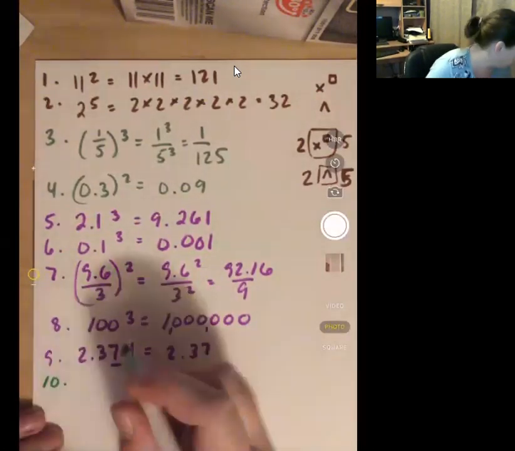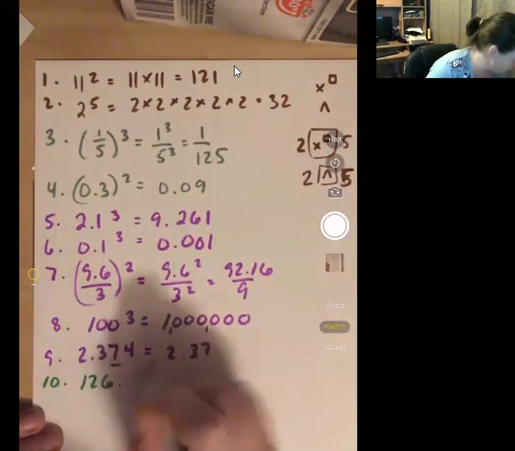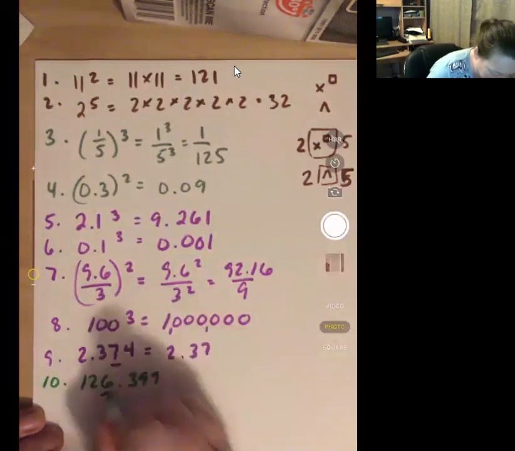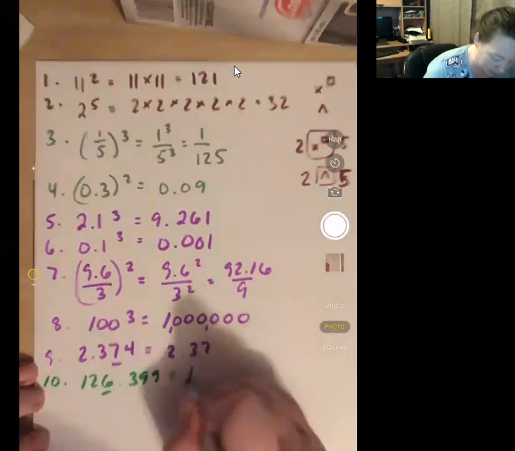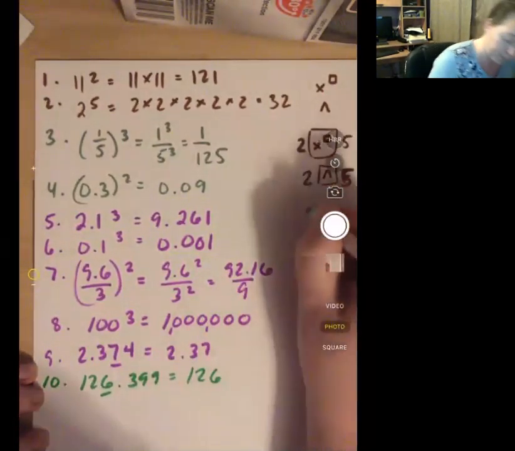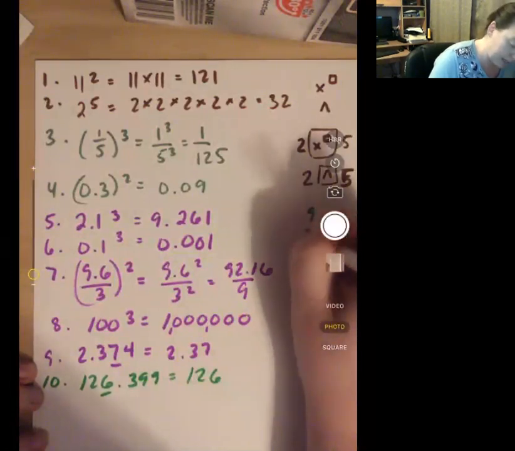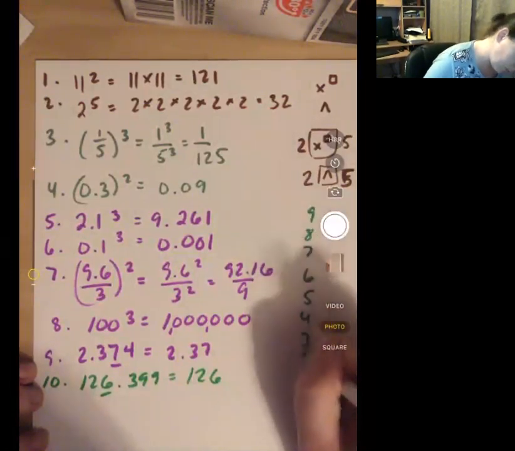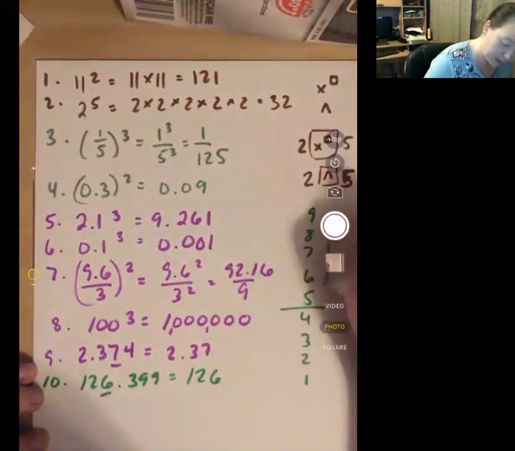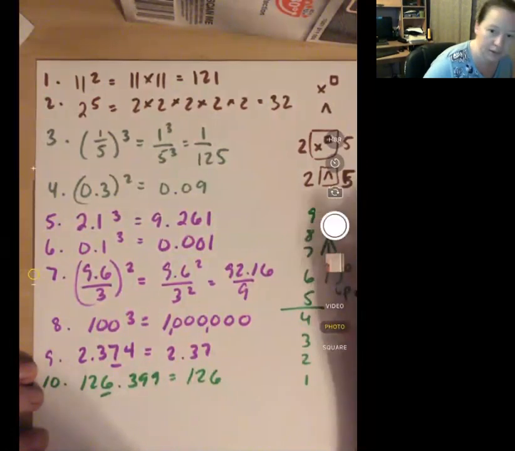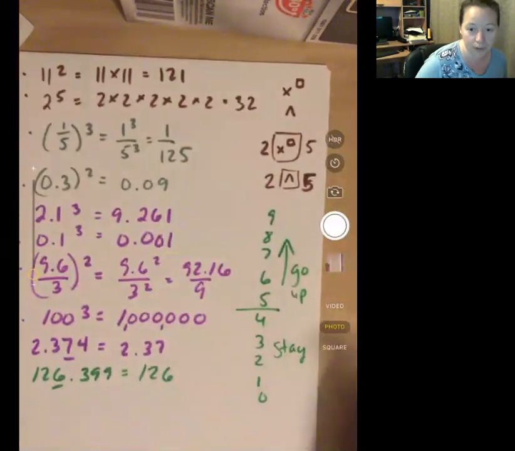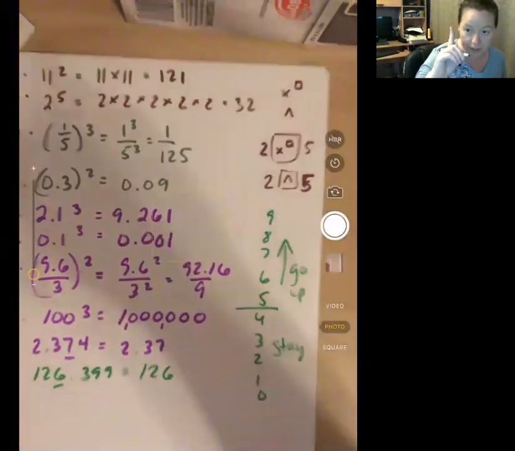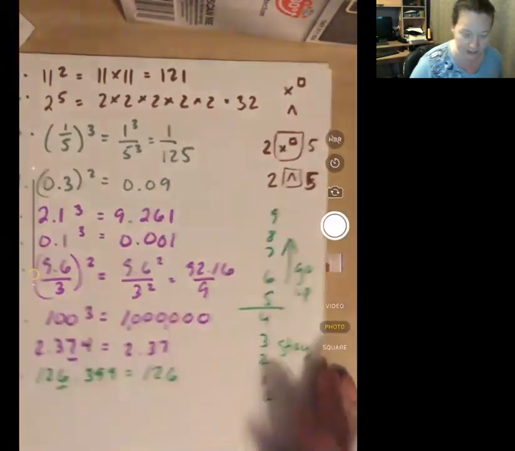Number 10, 126 and 399 thousandths, rounding to the 1's place. The 6 knocks on the 3's door. The 3 says stay the same. 126. Remember, 9, 8, 7, 6, 5 go up, and 4, 3, 2, 1 stay. Okay? Anything up here, you go up to the next number. Anything here, you stay the same.